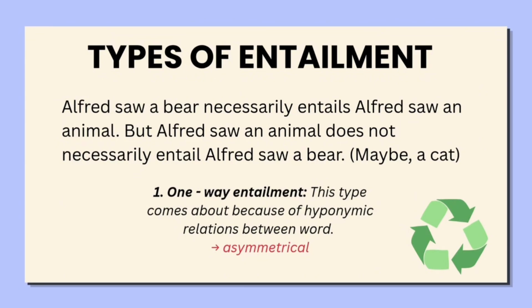If we only hear the sentence, "Alfred saw an animal," we still do not know exactly what animal he saw. It could have been a cat, a dog, or another animal. So we cannot conclude that he saw a bear. That is why this type is called one-way entailment, because the relationship only works in one direction.